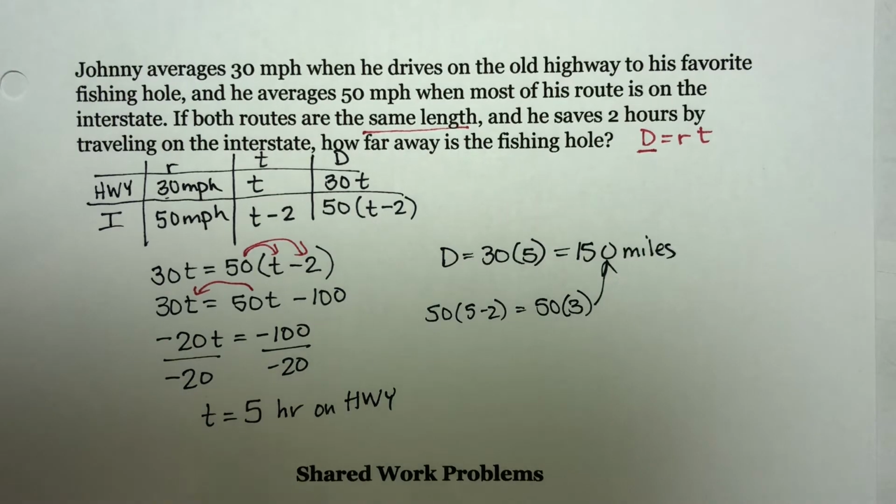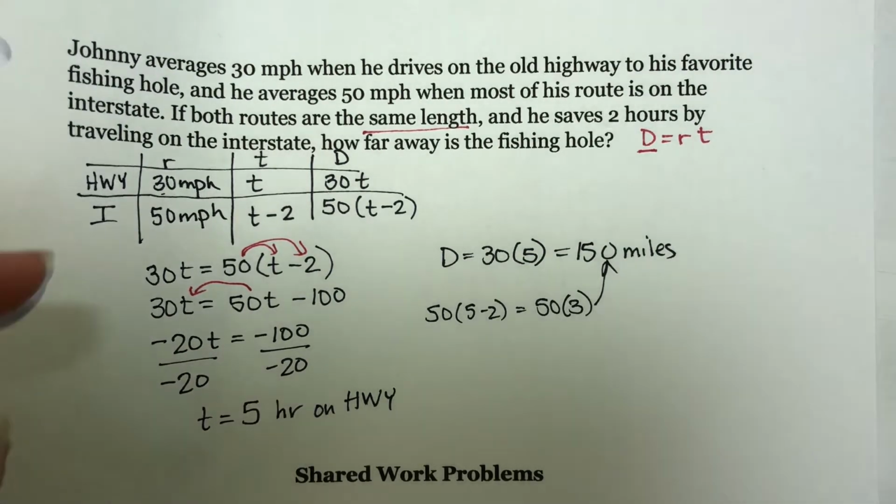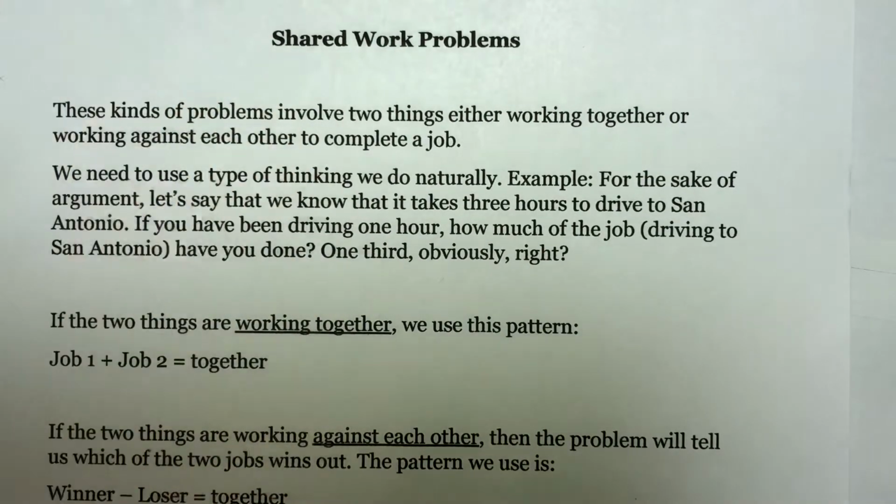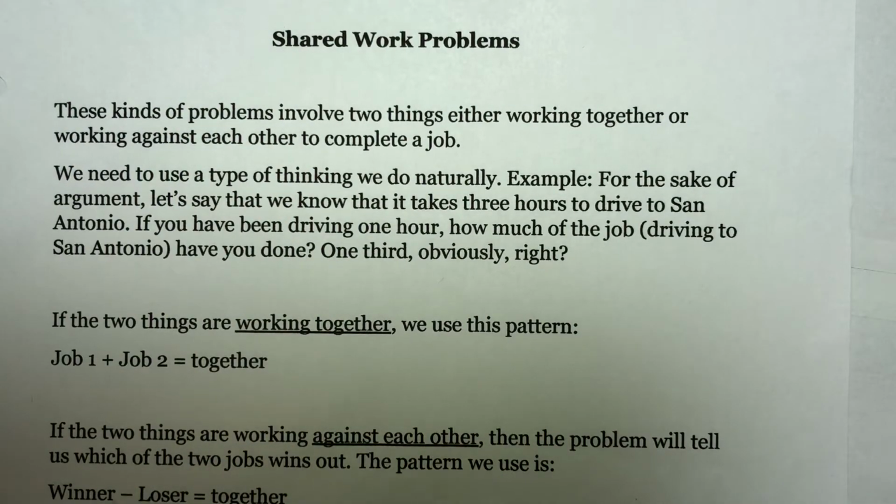Okay, so those first few problems are types of word problems we've done before. There's slight differences, but the same basic type. Now we're going to talk about a new kind. I call them shared work problems. These kinds of problems involve 2 things either working together to complete a job or working against each other to complete a job. Okay, we need to use a type of thinking that we do very naturally.